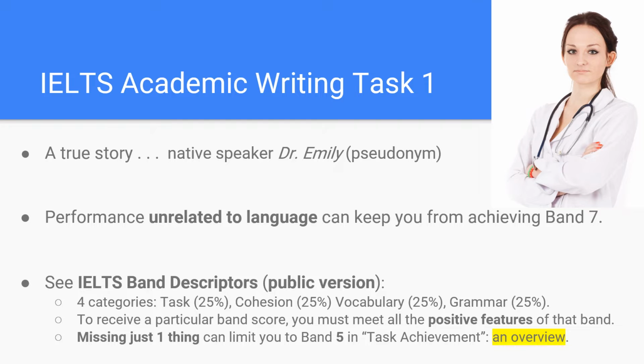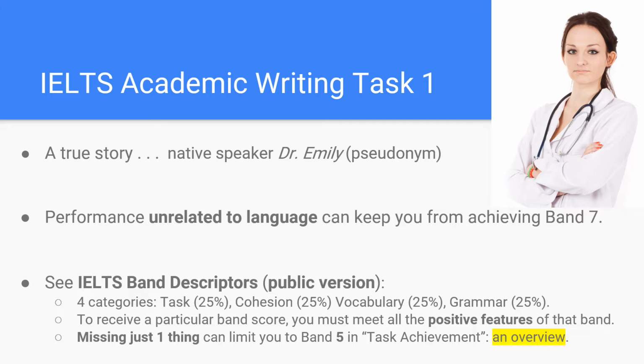How could this be? Well, what Emily didn't know was that there are elements of the scoring for writing that are not directly related to language ability. They're related to knowledge and understanding of the particular task. This is the case in both Task 1 and Task 2 of the IELTS Academic Writing Test, but especially so in Task 1.